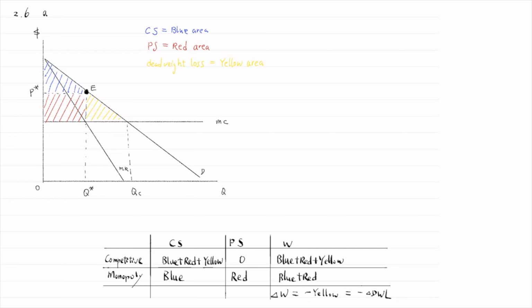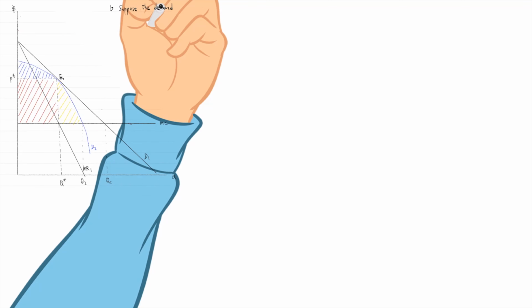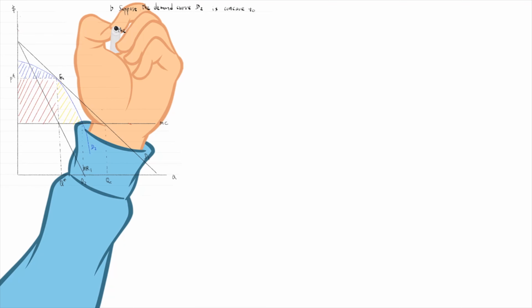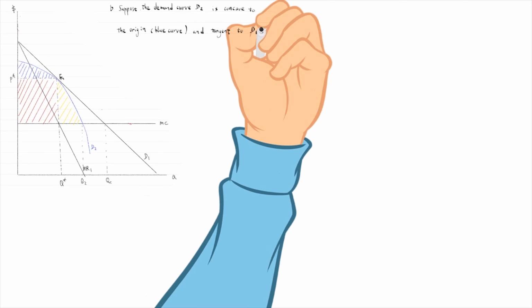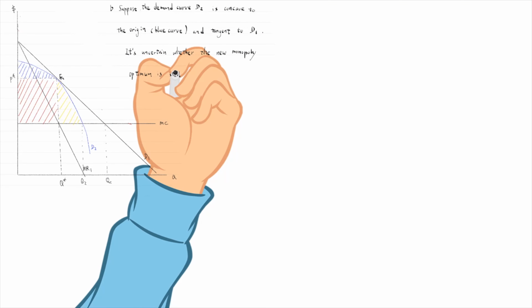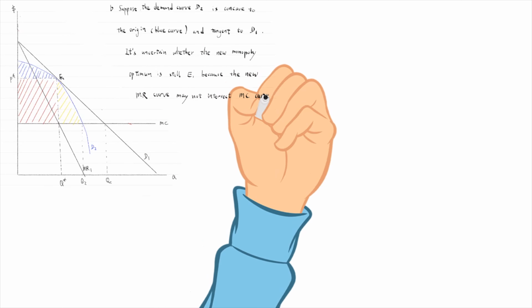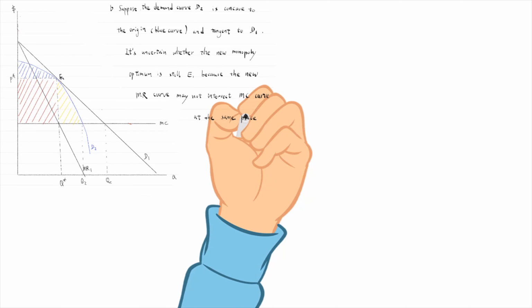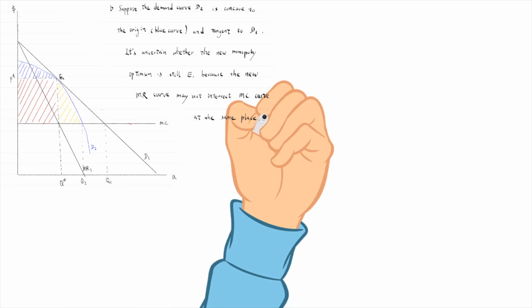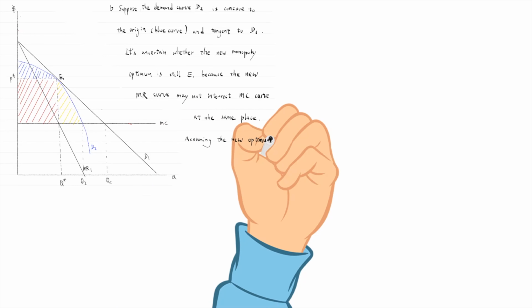In part B, suppose the demand curve D2 is concave to the origin and tangent to D1. It is uncertain whether the new monopoly optimum is still E1, because the new marginal revenue curve may not intersect the marginal cost curve at the same place. Assuming the new monopoly optimum is still E1.